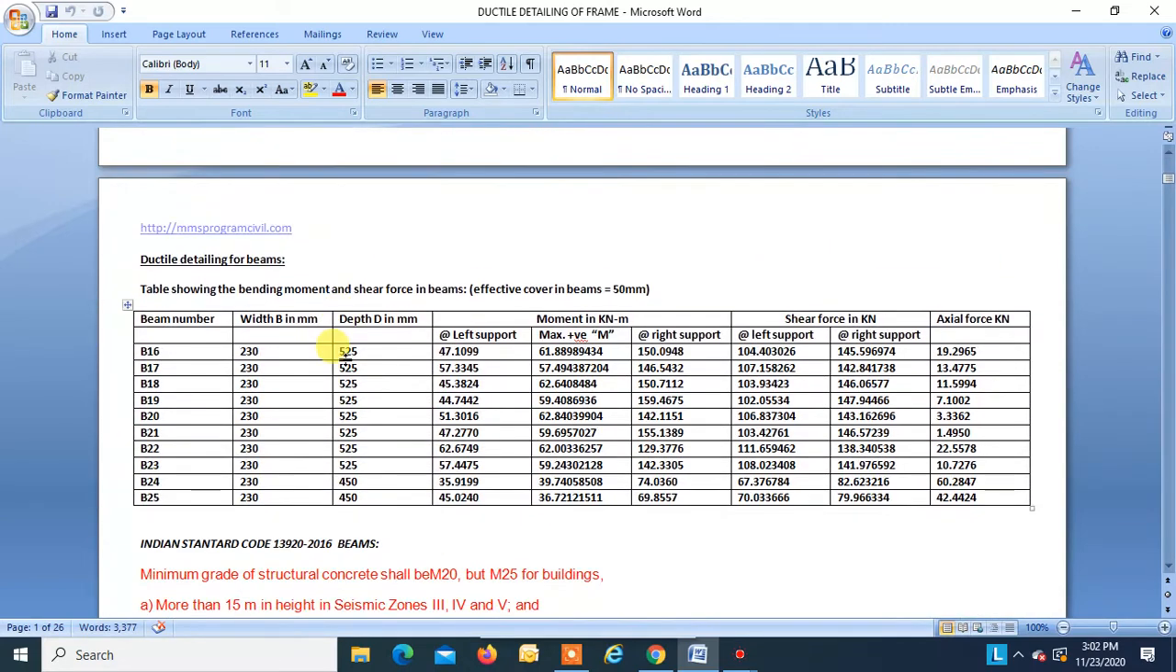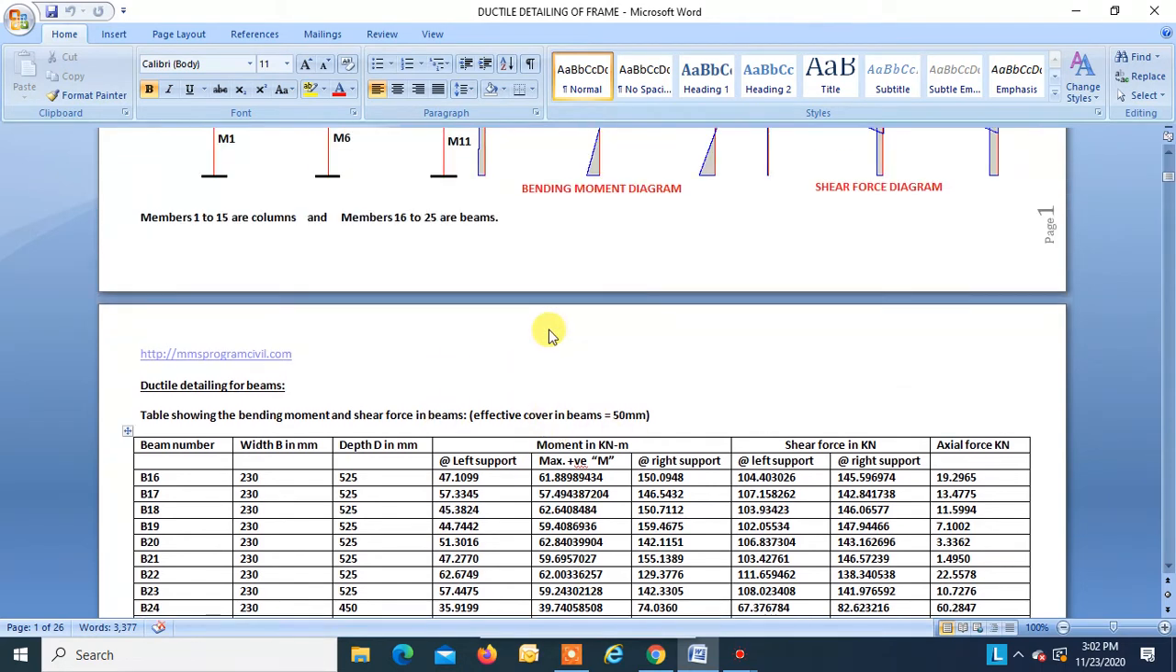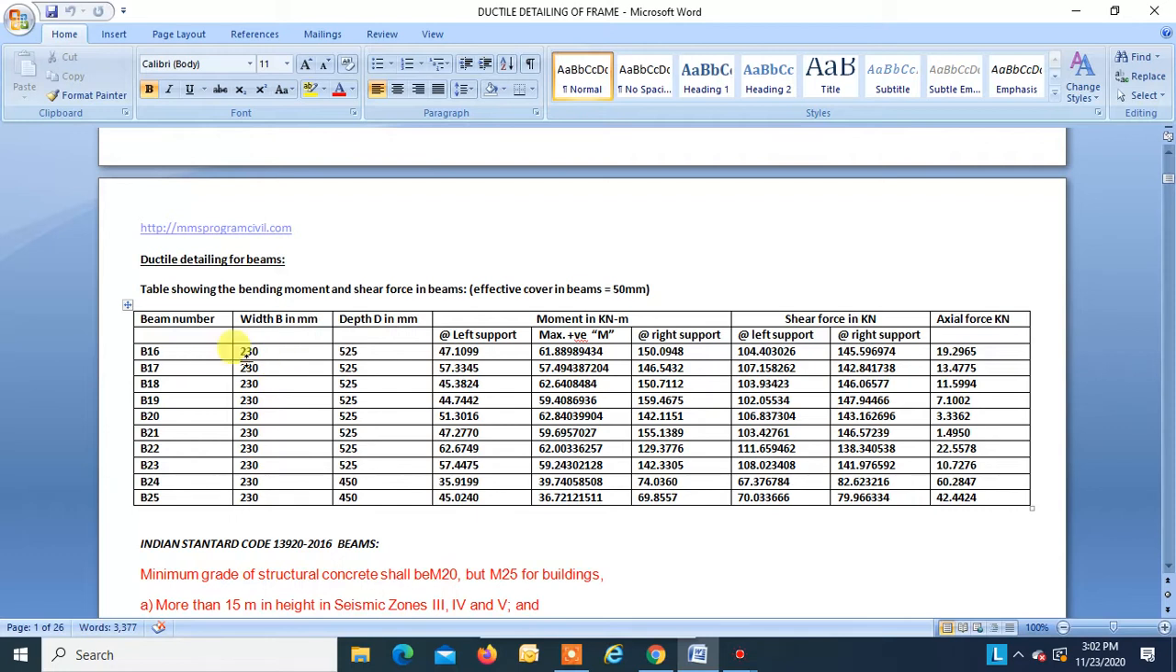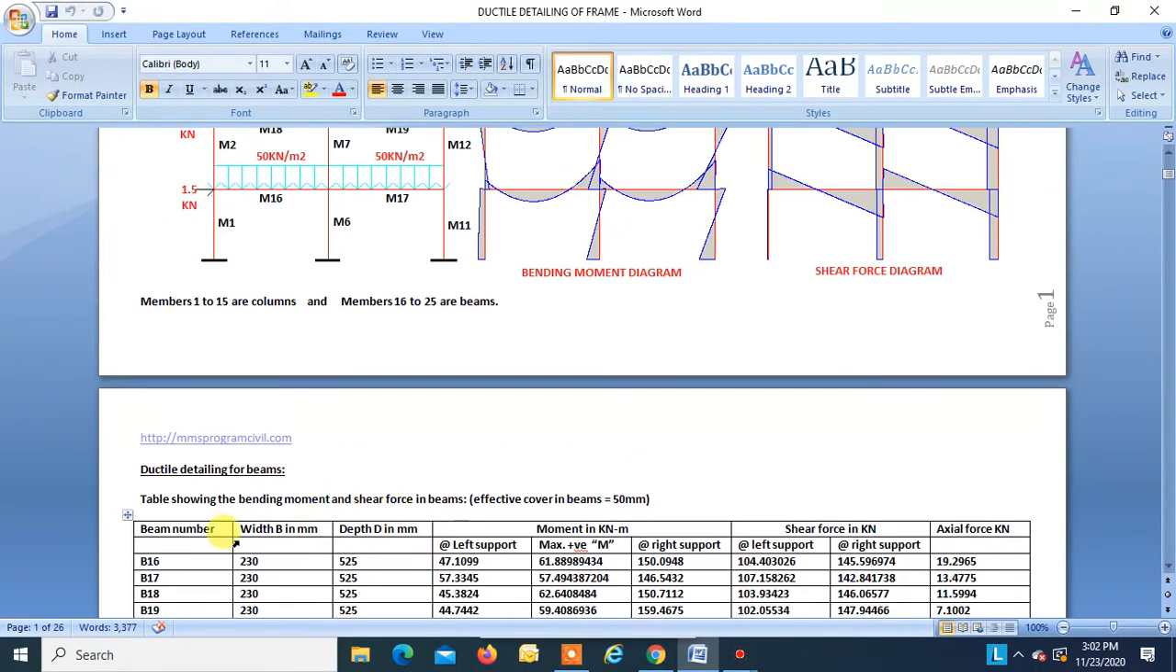Now we start with the ductile detailing for beams. Here is the table showing the bending moment and shear force in beams. Effective cover in beam is equal to 50 mm. So let us start with B16, this is member number 16. This is the width of all the beams, this is the depth of all the beams, and you can see over here these are moments.